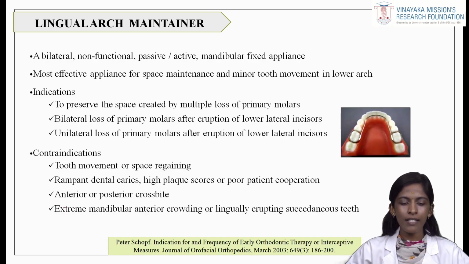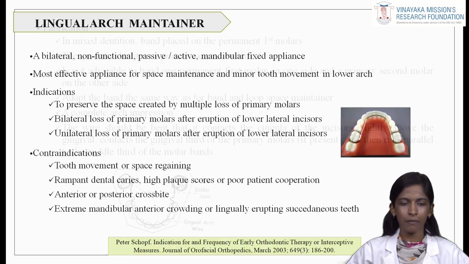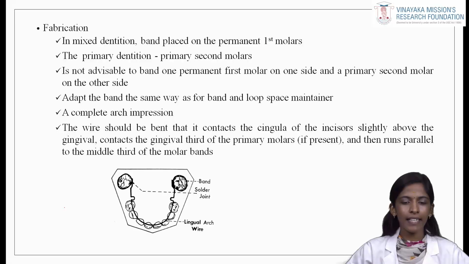Its contraindications include tooth movement or space regaining, rampant dental caries, high caries scores or poor patient cooperation, anterior or posterior crossbite, and cases with extreme mandibular anterior crowding or lingually erupting succedaneous teeth. The fabrication includes, in mixed dentition, a band placed on the permanent first molar, and in the primary dentition, on the primary second molar. It is not advisable to band on one permanent first molar on one side and a primary second molar on the other side.